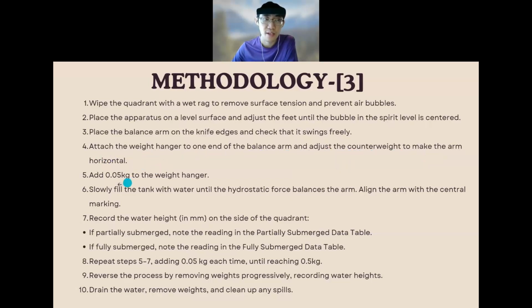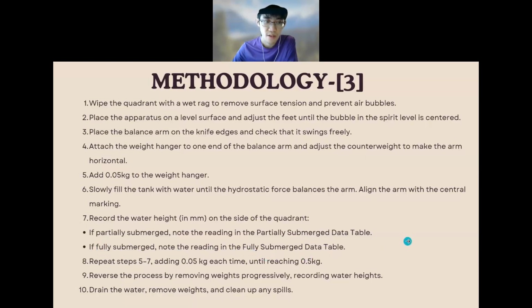And we start our experiment by adding 0.05 kg to the weight hanger at the other end of the balance arm. We slowly fill the tank with water until the hydrostatic force balances the arm, and when it aligns the arm with the center marking, we record the water height on the side of the quadrant. Note that if the quadrant is partially submerged, the reading must be recorded in the partially submerged data table. If the quadrant is fully submerged, the reading must be recorded in the fully submerged data table.